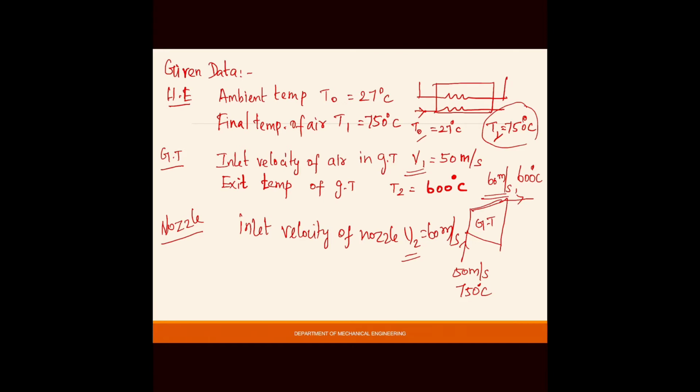The air leaves the nozzle at a final temperature, which is denoted by T3. We already have T0, T1, T2, now T3 is 500 degrees centigrade. So now we draw the nozzle.